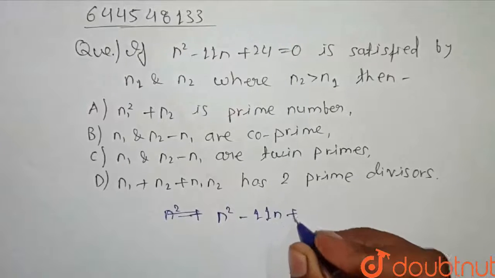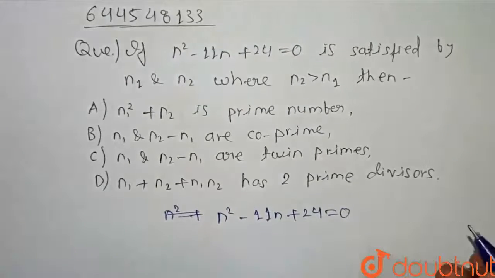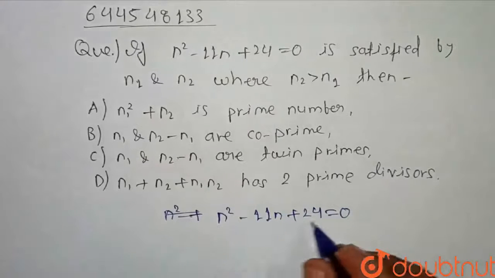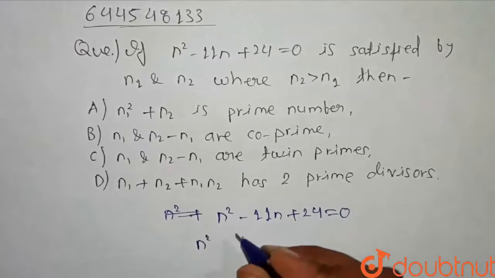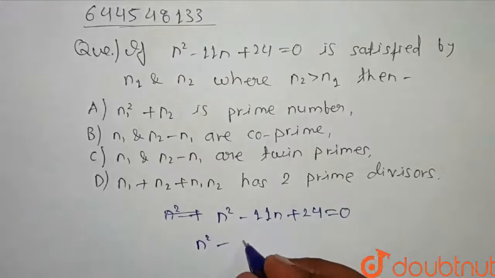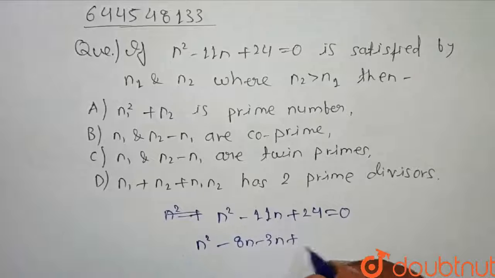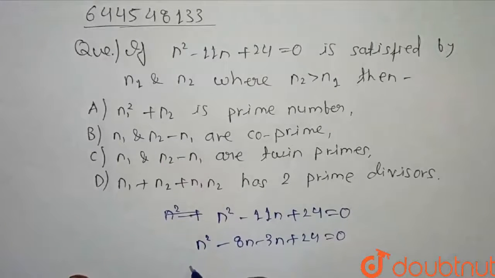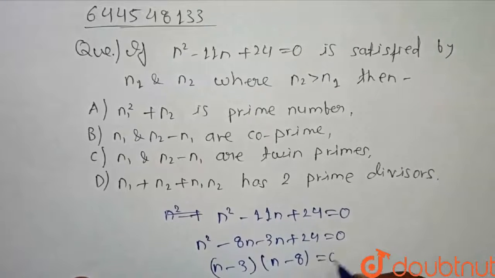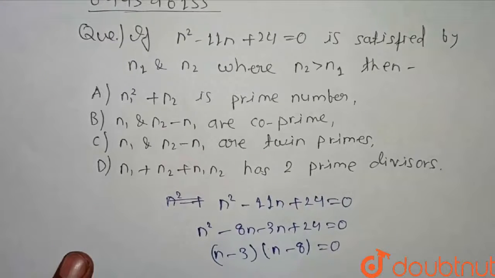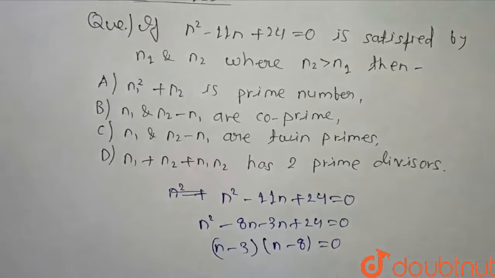Students, in the question, the given equation is n square minus 11n plus 24 is equal to 0, and this is a quadratic. So this quadratic has two roots. So solving for this equation, we have to factorize this equation. For factorization, n square minus 11n plus 24 can be written as n square minus 8n minus 3n plus 24 is equal to 0. From here we get two factors of this equation, n minus 3 and n minus 8, and these two are factors of this quadratic equation.